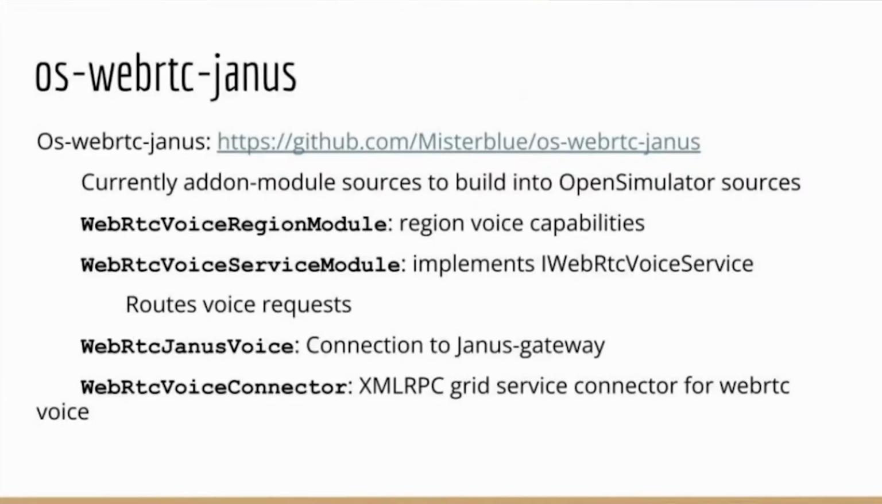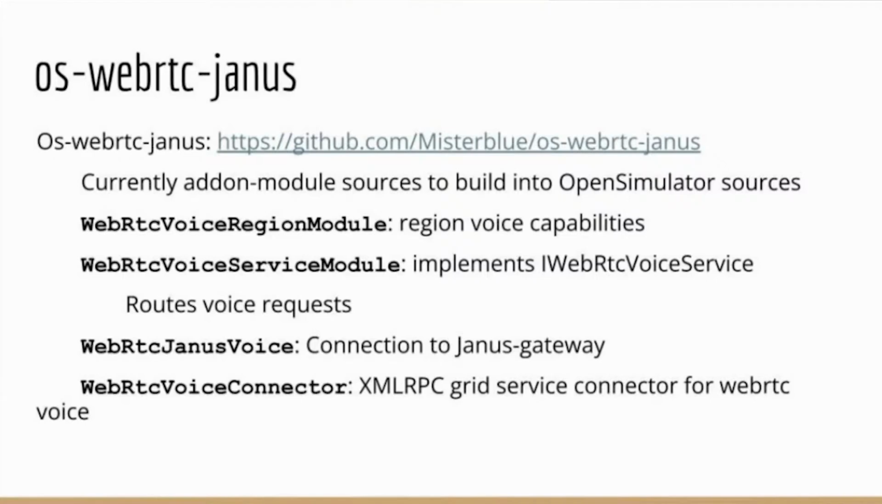So the project I created is called OS WebRTC Janus, and it's in my Misterblue GitHub repository. It's an add-on module for OpenSimulator, so you just check it out into the add-on module directory, build the OpenSimulator sources, and voila, you have WebRTC. It has a region module that connects into the region, provides the capabilities, and also makes sure that the region says it supports voice service WebRTC. It has a voice service module, which is the thing that takes the capability requests and routes them to the right place. That, as I said, could go to the grid service or to a local Janus service.